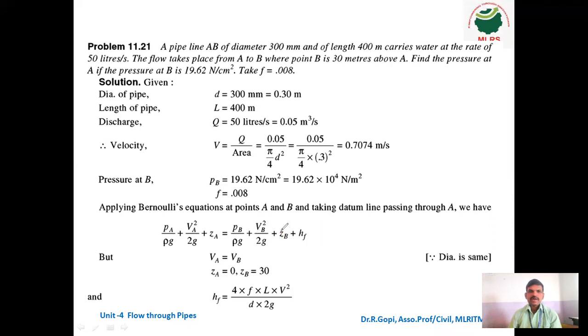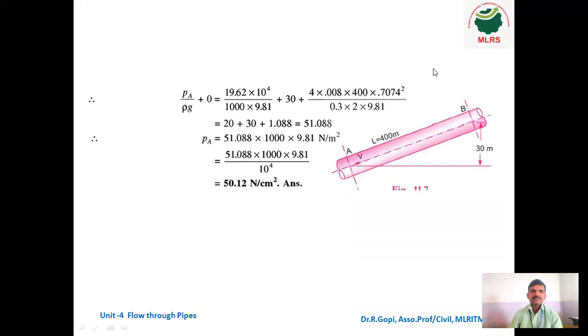So now substitute all the values. Here the diameter is the same, so velocity is also the same. So VA is equal to VB, ZA is equal to 0 and ZB is equal to 30 meter. Next, hf is equal to 4 f L V square divided by 2 g d. So first write down the formulas. Once you write down the formulas correctly, the problem is very easy. Now substitute all the values into the above equation.